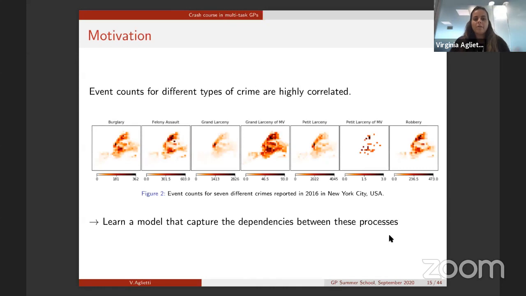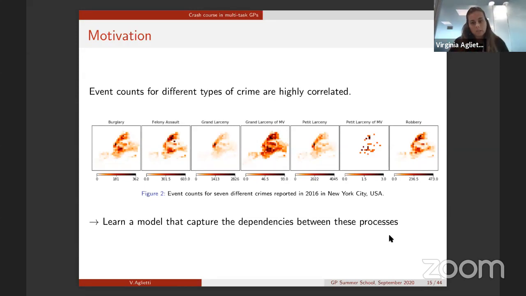Okay, so let me go back to the motivation that we introduced before and give you a bit of a motivation of why we need to use multitask models for this. The first thing that you notice when looking at these maps is that different types of crimes display the same sort of spatial correlation. The pattern that you see in the data for different types of crimes is very similar. So the intensity functions of these types of crimes are very correlated, and we would like to learn a model that captures the dependency between these processes.